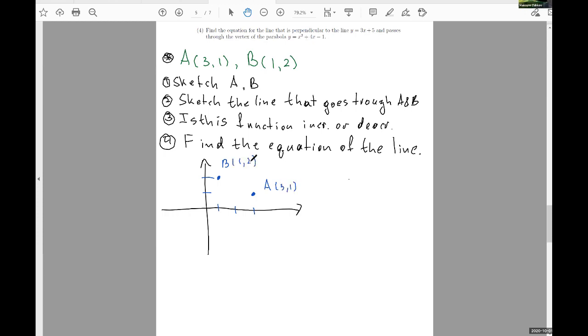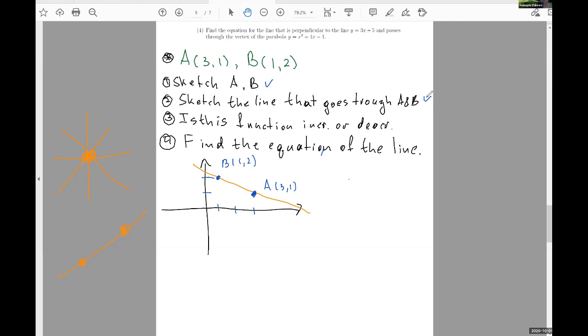Okay, so part 1. For part 2, sketch the line that goes through A and B. Remember, if you want to sketch a line, you need to have at least 2 points. Because if you choose 1 point, you can sketch infinitely many lines through this point. But as soon as you choose a point and one other point, then you can sketch a unique line that goes through these 2 points. So that's why I'm going to have this line over here. So that's why I check for part 2.